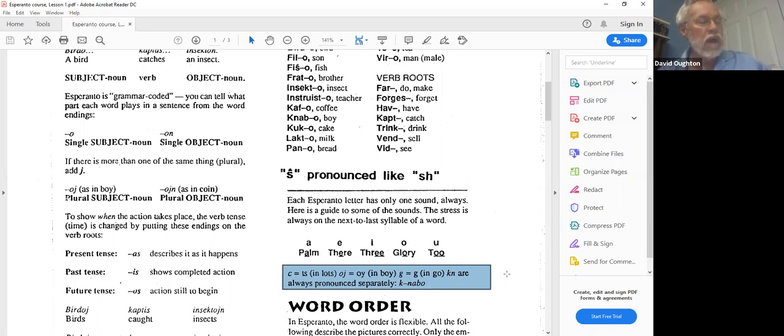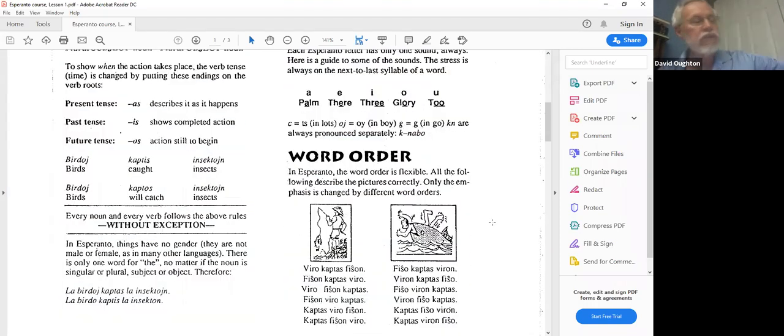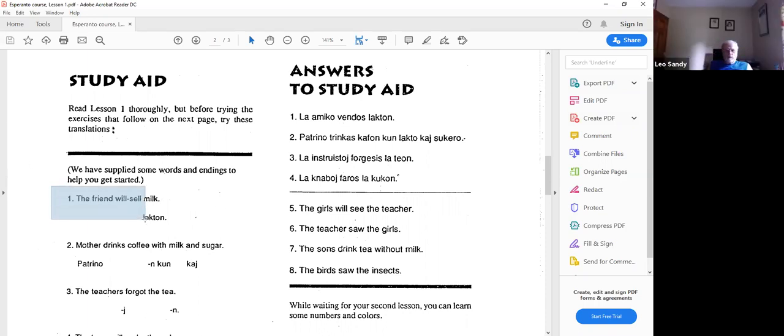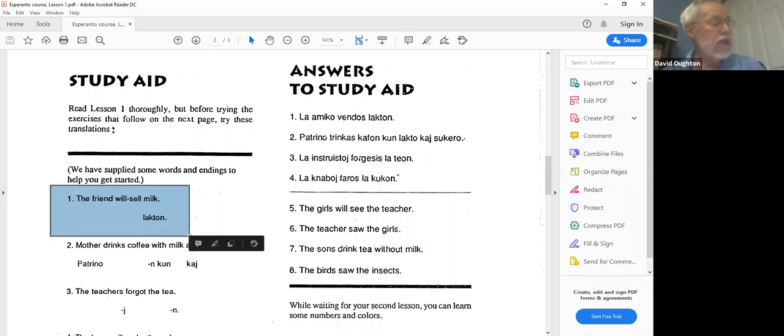Okay. All right, then let's go to the second page of the lesson. And that was simply a way in which they start to get you to do the translations. And so you see the answers right on the top of the second column. So hopefully you've all had a chance to go over that. Is there any need to go over those together right now? Yes, please. Okay, so look at the first sentence that they give under study guide. Number one, the friend will sell milk.